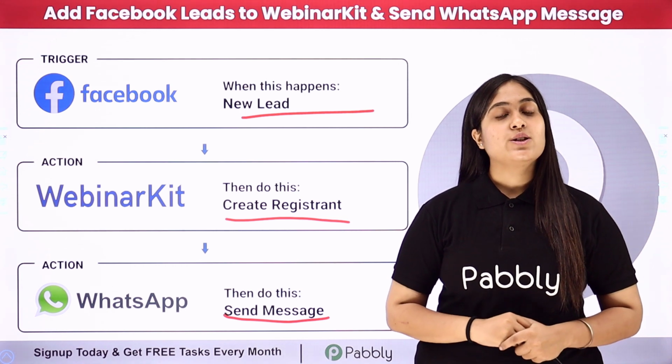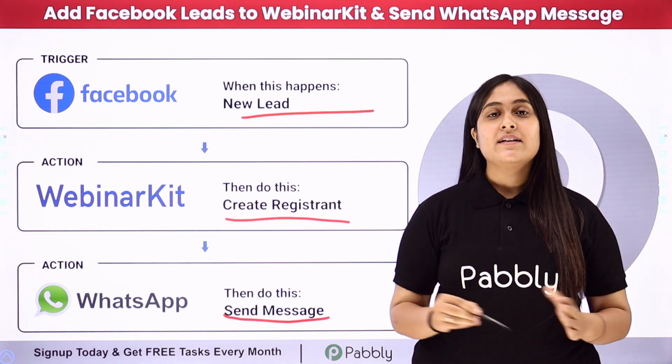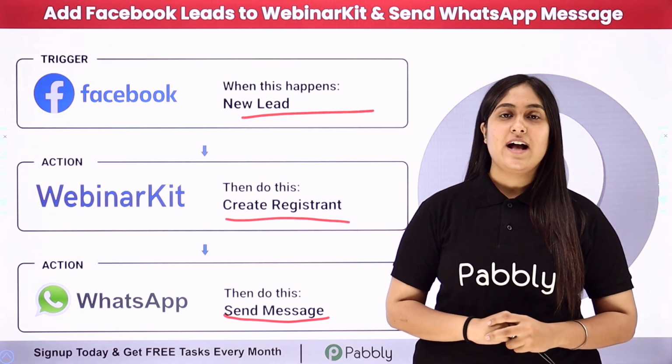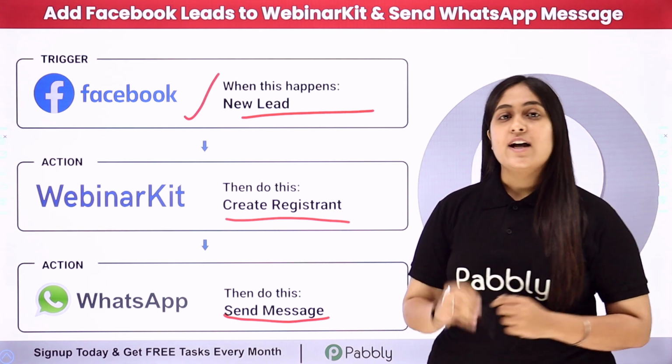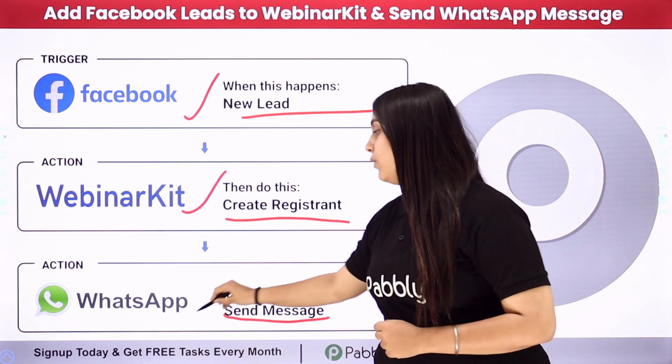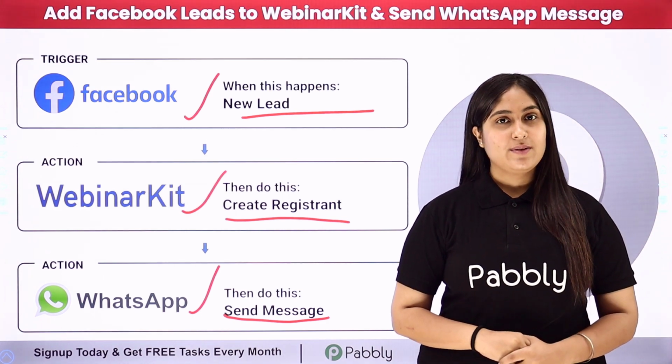So here to build this connection, I'm going to use an automation software named as Pabbly Connect. So Pabbly Connect works on two principles, that are trigger and action. So here our trigger application will be Facebook lead ads, and our action application will be WebinarKit and WhatsApp Cloud API. So to learn this process step by step, let me take you to my screen.